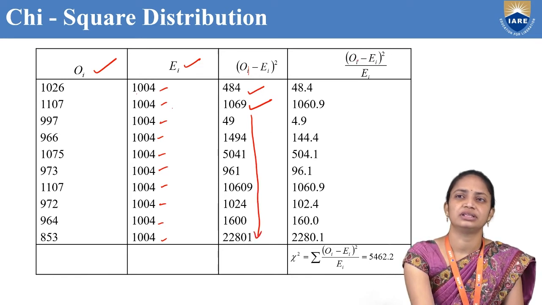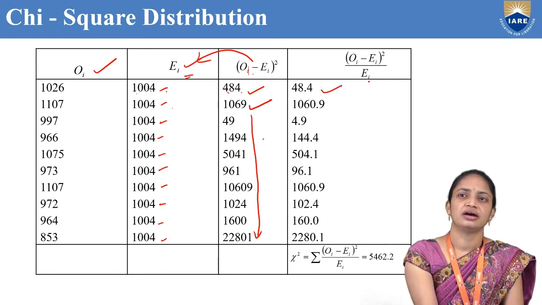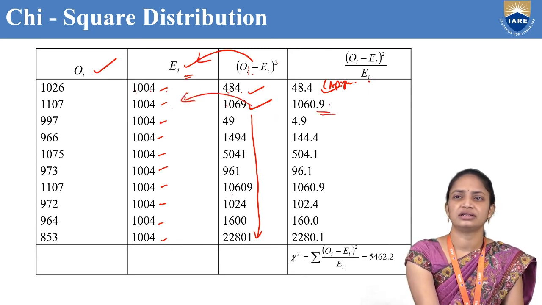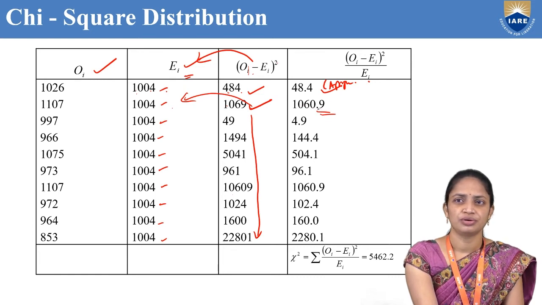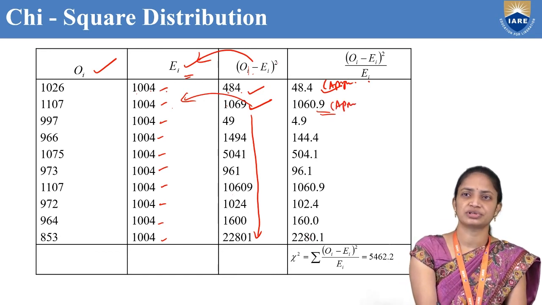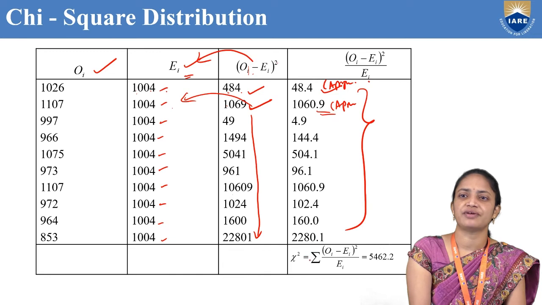After that we have the table, that is (OI minus EI) whole square by EI. So this one divided by this one. So 484 divided by 1004, we will get 48.4 approximately. Here I am taking approximate values. So 1069 divided by 1004, like that we will get 1060.9, also approximate. You can take exact values also. Next, if you add all these values, we will get summation (OI minus EI) whole square by EI.